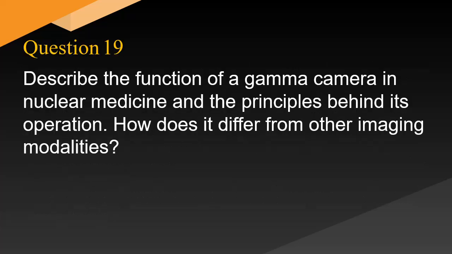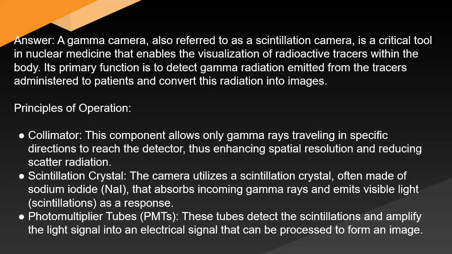Describe the function of a gamma camera in nuclear medicine and the principles behind its operation. How does it differ from other imaging modalities? Answer: a gamma camera, also referred to as a scintillation camera, is a critical tool in nuclear medicine that enables the visualization of radioactive tracers within the body.